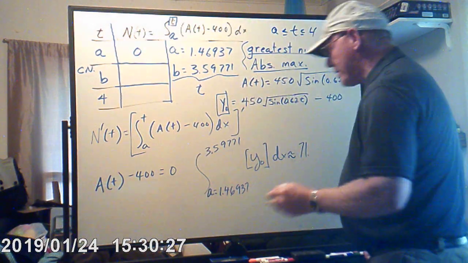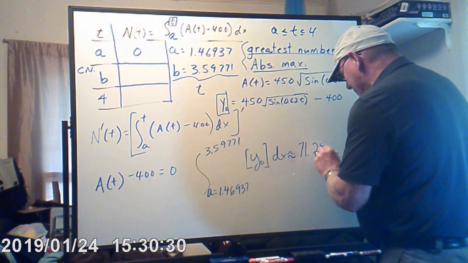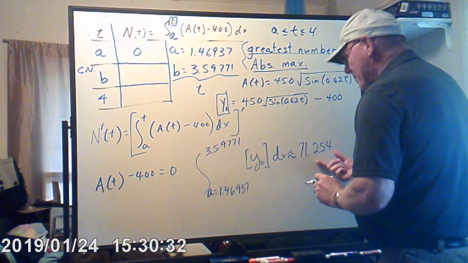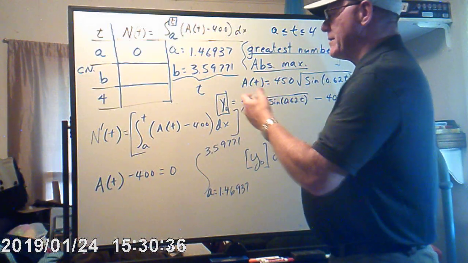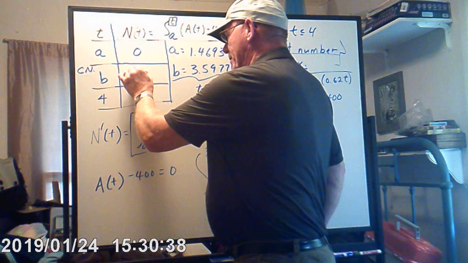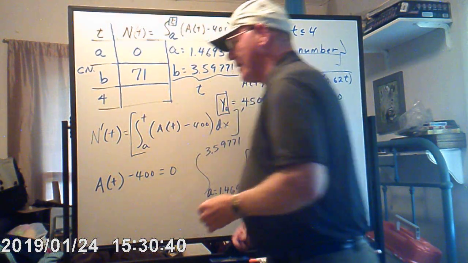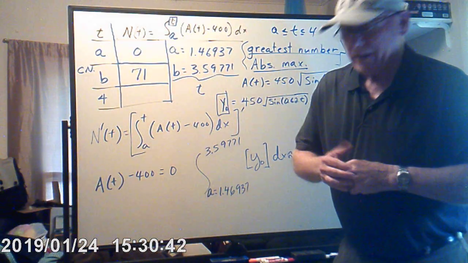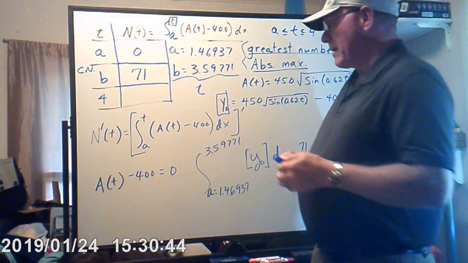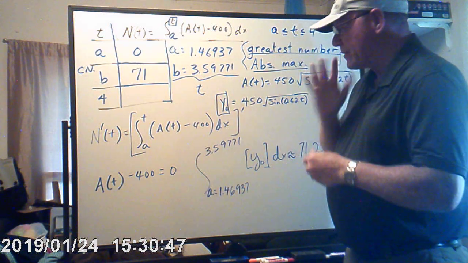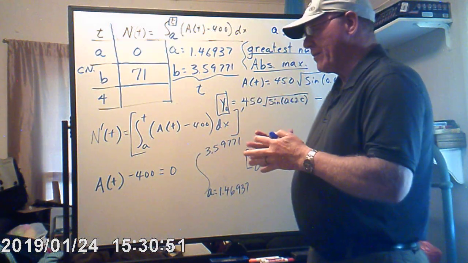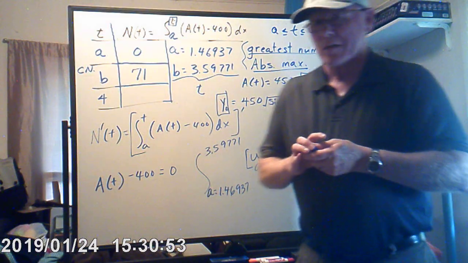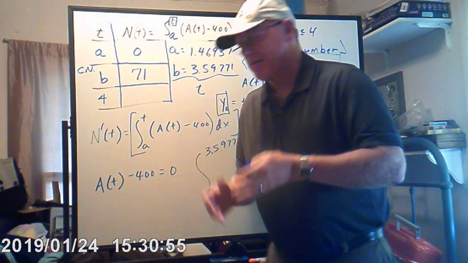Now remember, in AP calculus, you go out 3 digits. But in this particular case, it's asking to round to the nearest whole number. So in this case, we put 71 right here. Now you have to remember that since this graph is differentiable, we know that it is continuous.